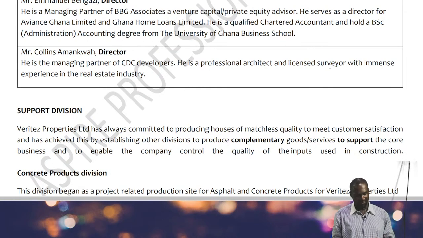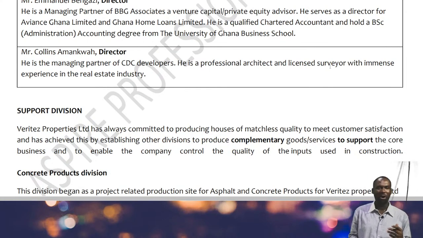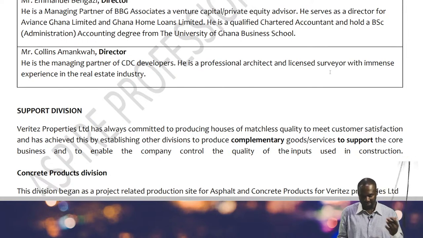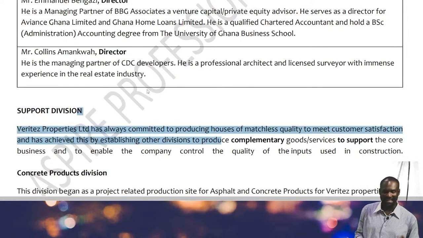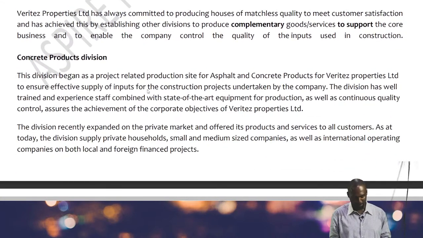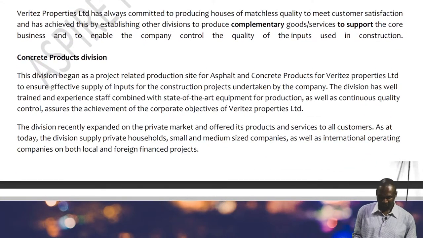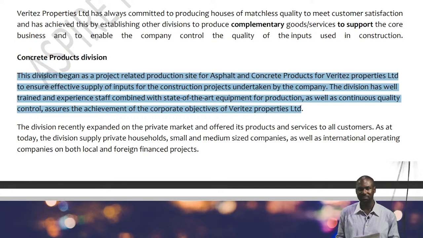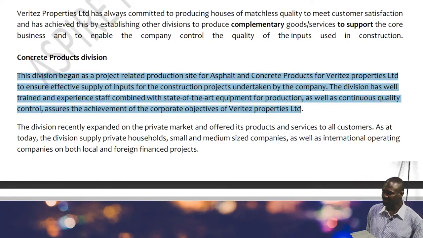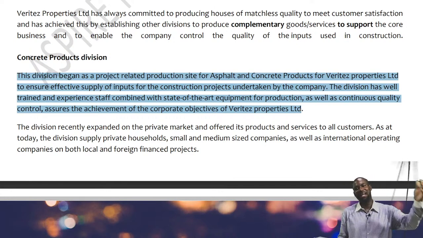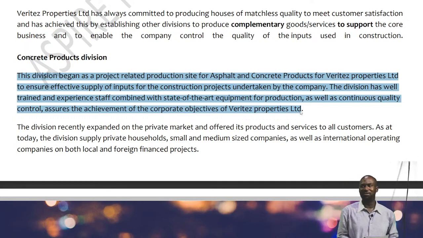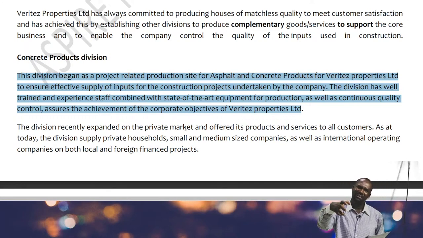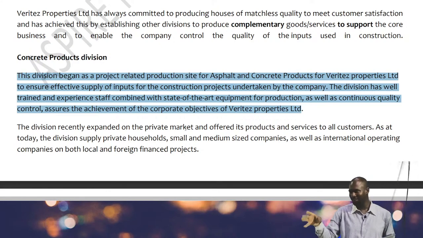Let's go to the divisions. The first division is the concrete product division, and we have been given information on what they do. The division began as a project related to the production site for asphalt and concrete product for Veritas Limited, to ensure effective supply of what? If you look at it, they are supplying the company's input. Somebody will say, is that not backward integration? When it gets to that, we'll discuss it.